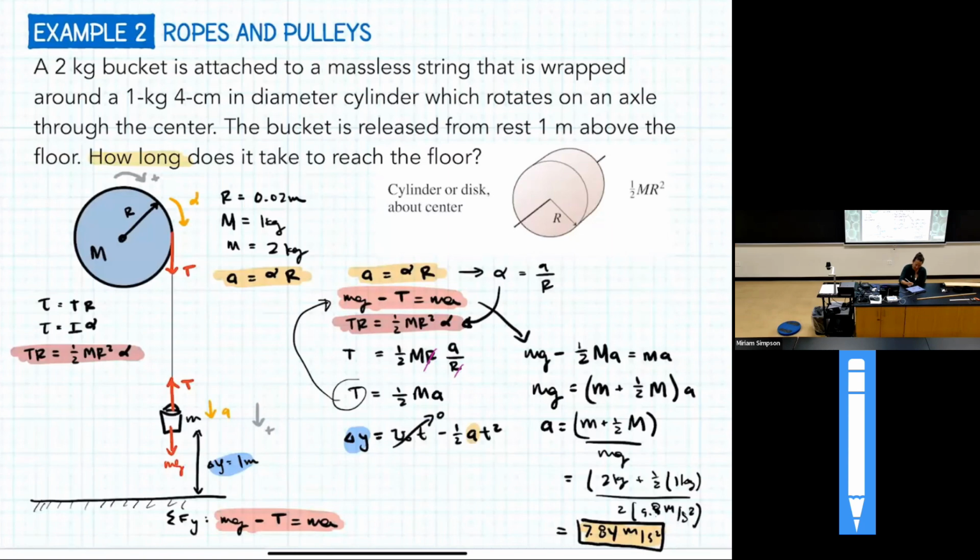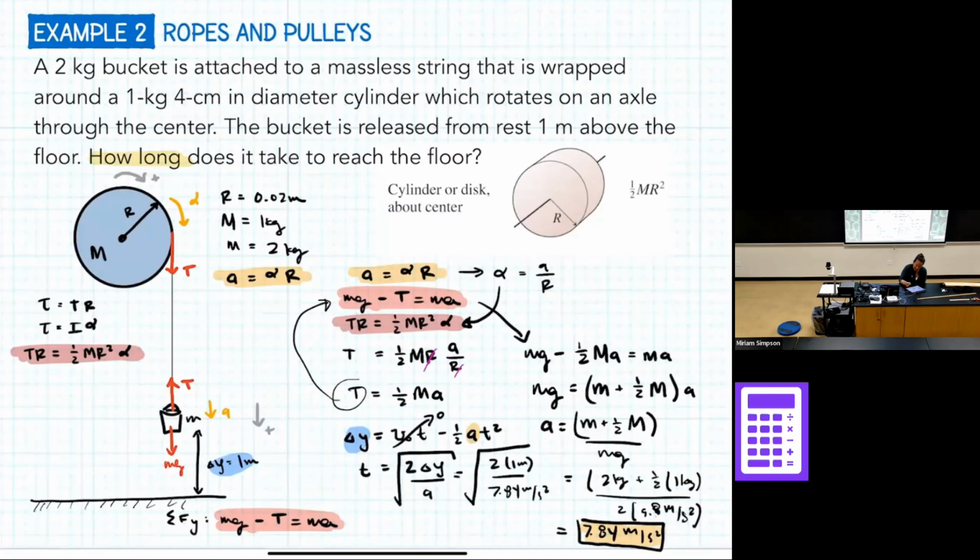It works itself out. We end up with t is equal to the square root of 2 delta y over a. That's going to be 2 times 1 meter divided by 7.84 meters per second squared. And that's going to give us a time of 0.505 seconds, which is our final answer.